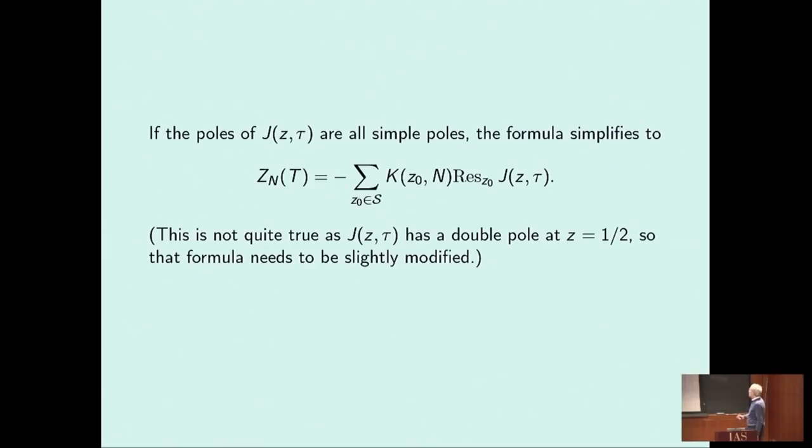Now, what's nice about this formula is that the values of z, where we have to sum, do not depend on n, because they come from poles of j, and j doesn't know about n. So n only appears inside this function k of z and n, which was an explicit function. So all we have to do is analytically continue k of z and n.